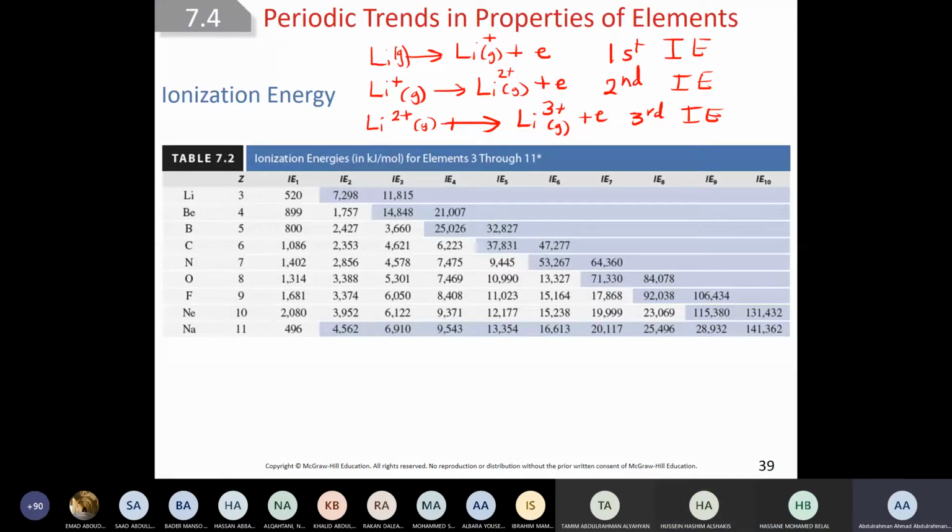Let's still talk about lithium. How many valence electrons do you have in lithium? Valence. 1 electron. How many core electrons? 2. Core electrons are the electrons other than the valence. 2. Exactly. Is this clear? Okay.